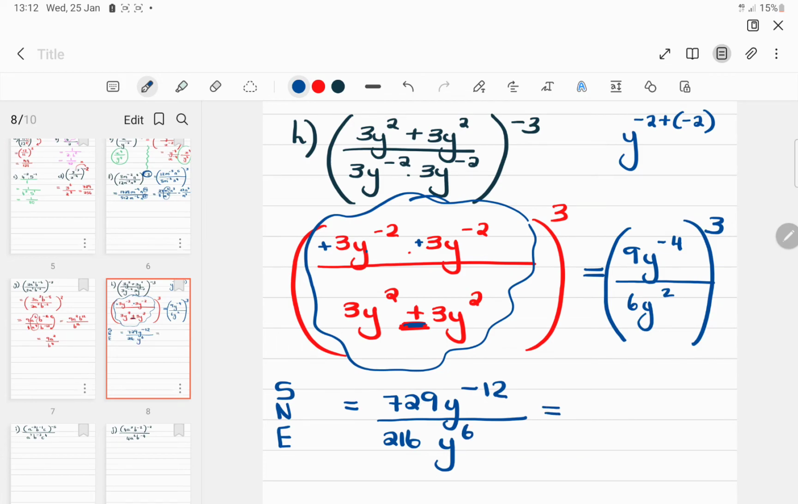Okay, now we're going to check if the numbers can divide out a bit. So you just say 729 divided by 216. Yes, it can: 27 over 8. And then this one is going to go downstairs, and they multiply, and they're going to become a positive. So I'm just going to do it like that. 6 plus 12 is 18, so it's y to the power of 18.